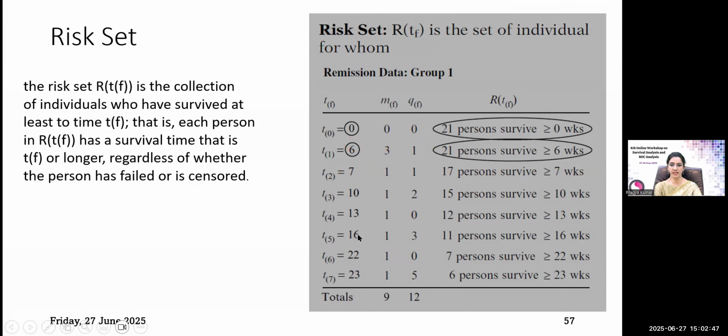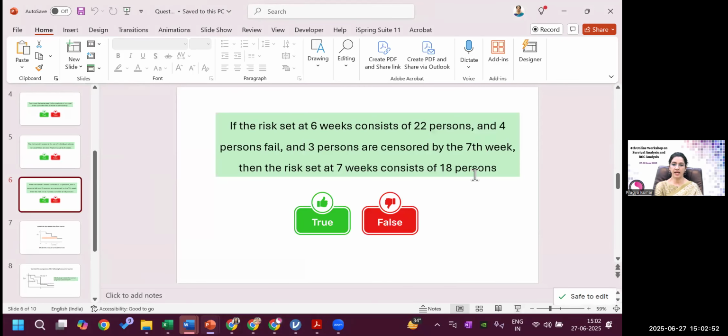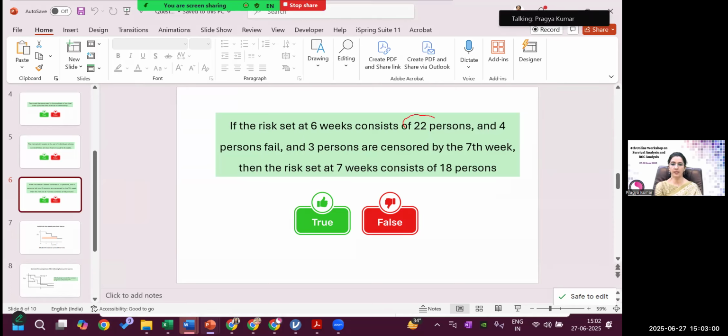So if you see this question, it says that by 7th week, 3 were censored and 4 failed. So out of 22, all 22 survived up till 7 weeks. Why survived? Because we defined risk set as greater than or equal to. So up till 7th week, these 4 and 3 also survived, meaning at least till 7th week they were there with you. So that's why your risk set will be 22.